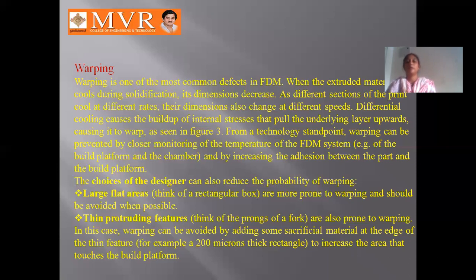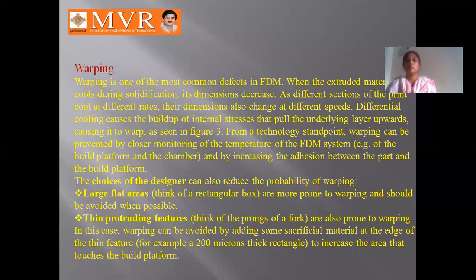Large flat areas are more prone to warping and should be avoided when possible. Thin protruding features are also prone to warping. In this case, warping can be avoided by adding some sacrificial material at the edge of the thin features to increase the area that touches the build platform.